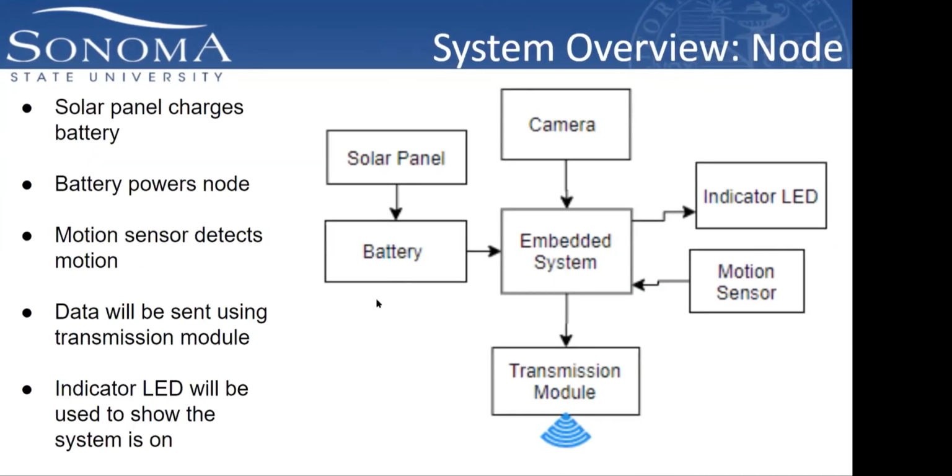Here's what a node looks like. Our nodes will be powered by a solar panel. Our battery will power the whole node. We will have a motion sensor to detect motion, a camera to take pictures when motion is detected, and a transmission module to send the data, and an indicator LED to indicate that the whole system is functioning and operational.